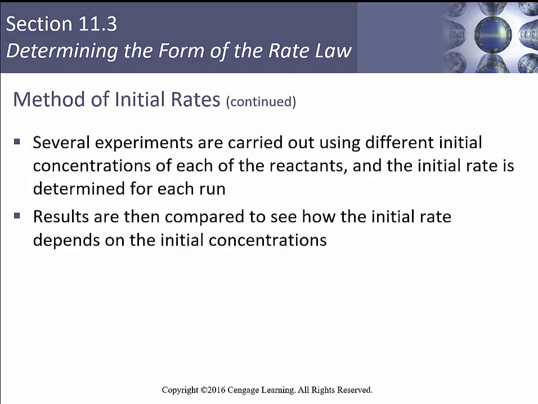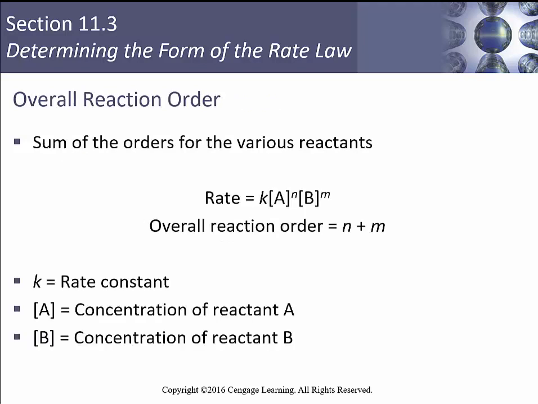Right? So several experiments are typically carried out using different initial concentrations. So what you're going to do is change the concentration of each of the reactants and then measure the rate. The initial rate is then determined for each run. Results are compared between runs to see how the initial rate depends on the initial concentrations.